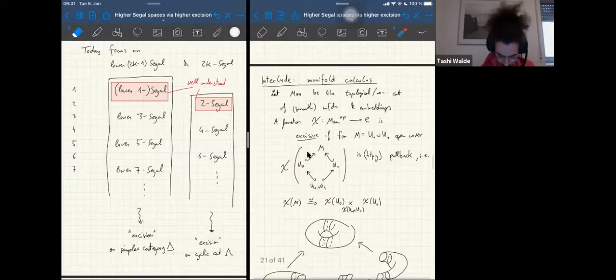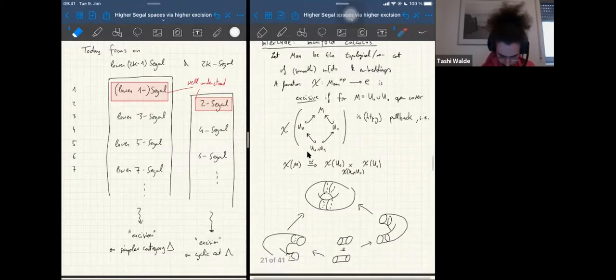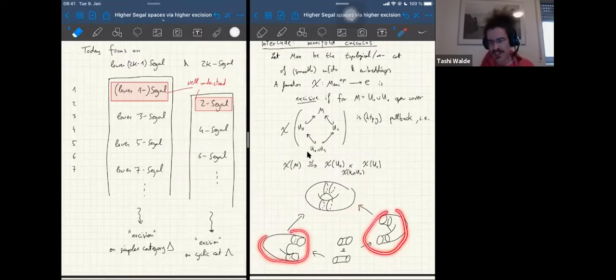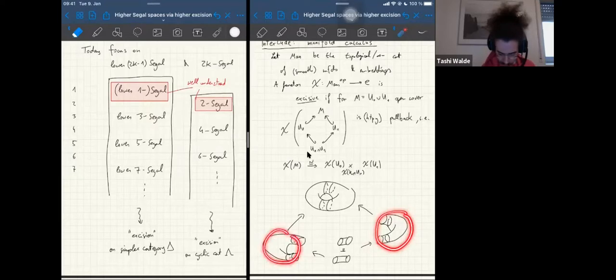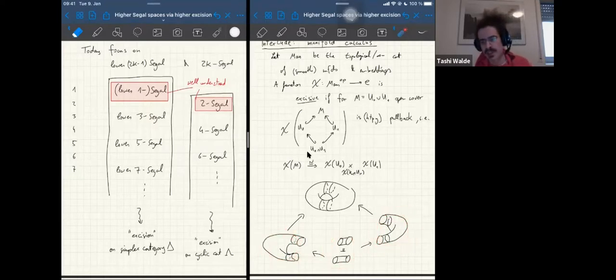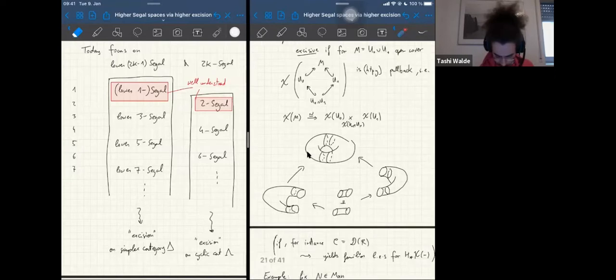And for instance, to illustrate, look at this manifold here. We can decompose it into two nicer or maybe easier pieces. And now if we know the value here and the value here and the value on their intersection, we can glue these values together to get a value on the big space. This is of course related to Mayer-Vietoris sequences. So for instance, if the target is some derived category, then after applying homology, you will get a Mayer-Vietoris sequence out of this.